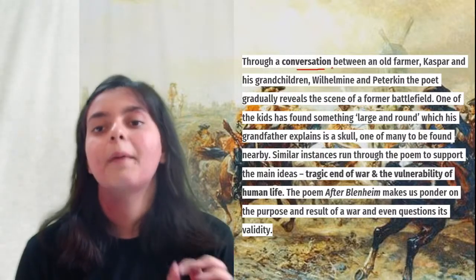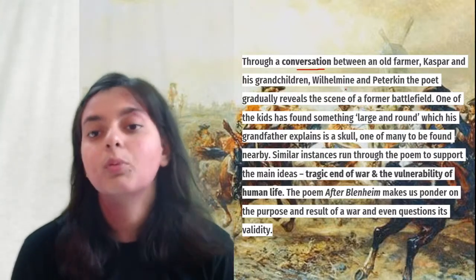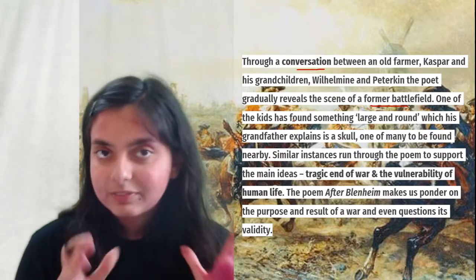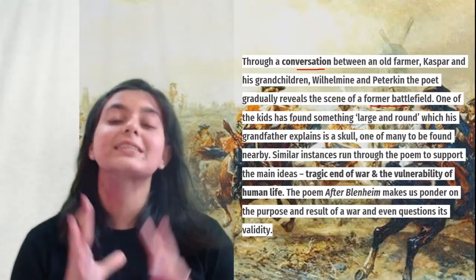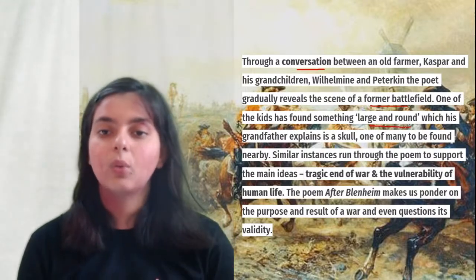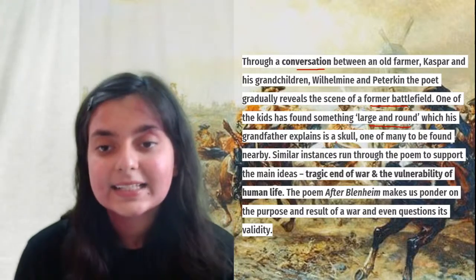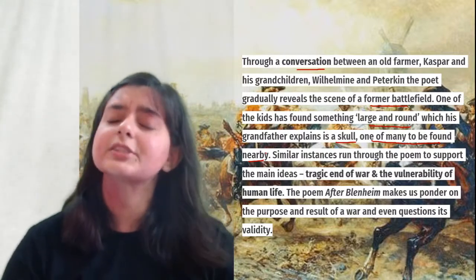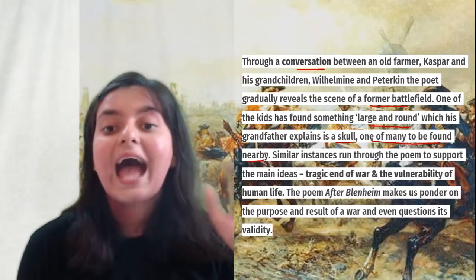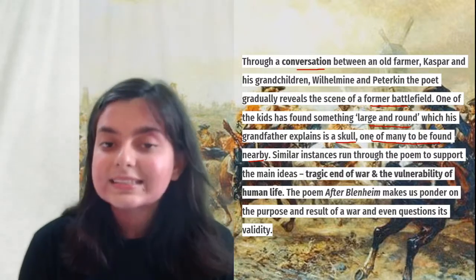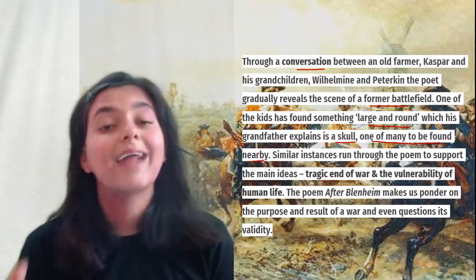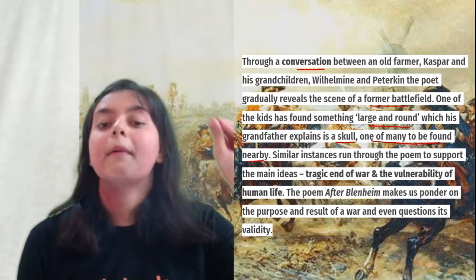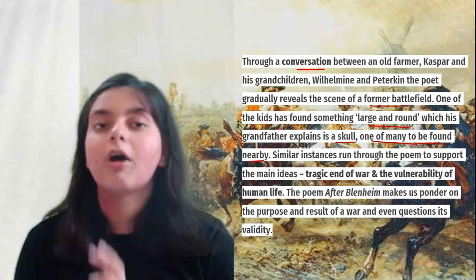Now, this is through a conversation between an old farmer Casper and his grandchildren, Wilhelmine and Peterkin, right? And the poet gradually reveals the scene of a battlefield. One of the kids finds something which is large and round. Please note this, large and round. And when he speaks to his grandfather, he says that this is a skull, one of many to be found nearby. That means this is not a single skull he has discovered. There are so many other skulls nearby. Similar instances run through the poem, such as a kid finding a skull and the grandfather explaining there are many more like it. This is done to emphasize the main theme of this poem.